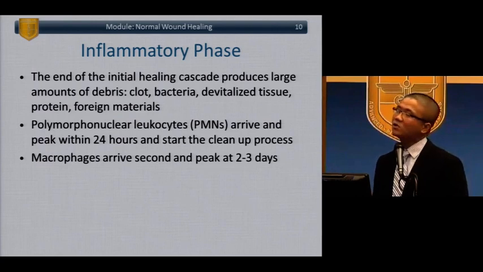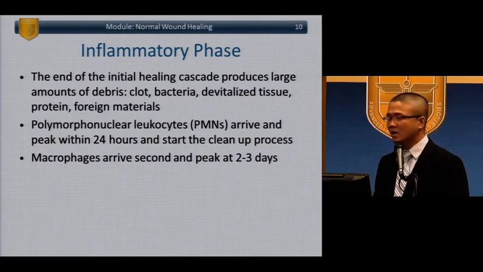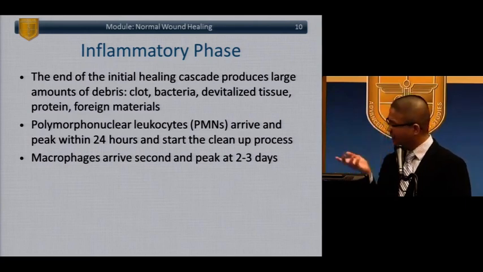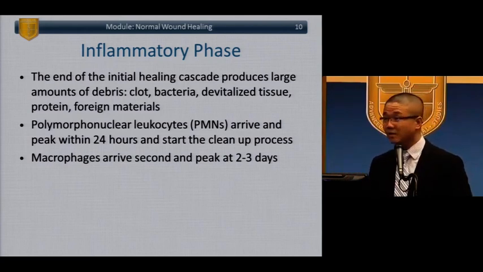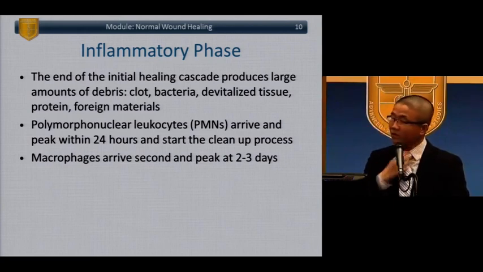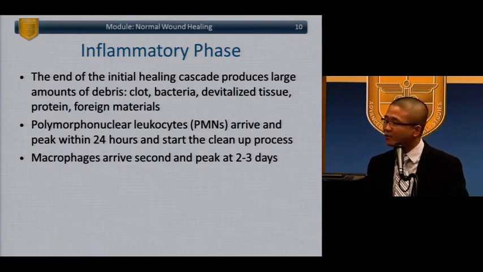The end of the initial healing cascade produces large amounts of debris, right? It's a mess. You can just imagine it. Kind of like that alveoli picture I showed you in a pulmonary contusion. So there's a lot of clot. There's bacteria. There probably is literally debris, if you scraped your arm on, I don't know, some ground or gravel. There's devitalized tissue. There's protein. There's foreign materials. And the PMNs, the polymorphonuclear cells, the macrophages come in there and they clean it all up. They just sop all this stuff up and they peak within 24 hours. And they clean this process up.